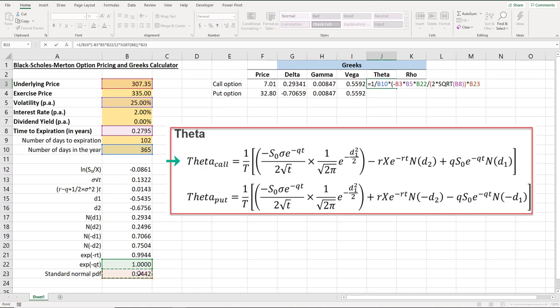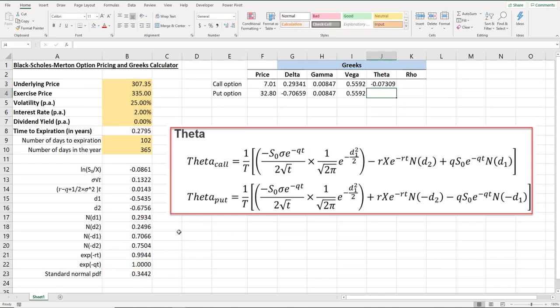Okay, so that's the first term in the bracket. Then we'll move on to the next term. So we'll minus the risk-free rate in B6, multiply by the exercise price in B4, multiply by B21, then we multiply by B18. That's the second term. Then for the last term, we add in the dividend yield, that's in B7, then multiply by the underlying price, B3, then multiply by B22, then lastly we multiply by ND1 in B17, then we close the bracket. So there we go, that's the theta for this call option.